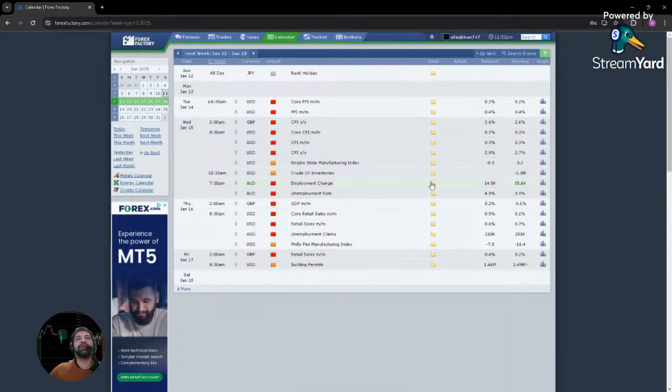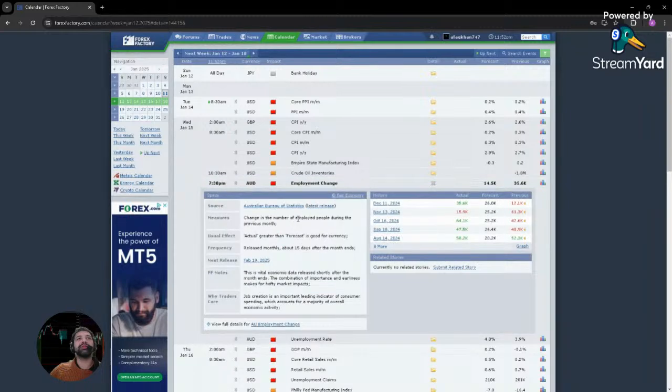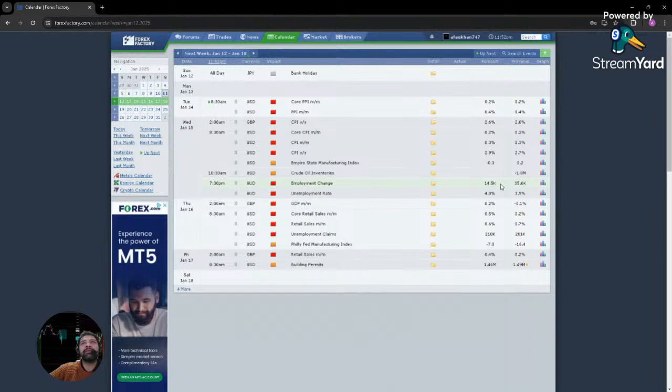So getting deep into this, employment change is the change in the number of people employed during the previous month. So the number of people that are employed is a little less than it was previously, because the forecast shows something is not right.